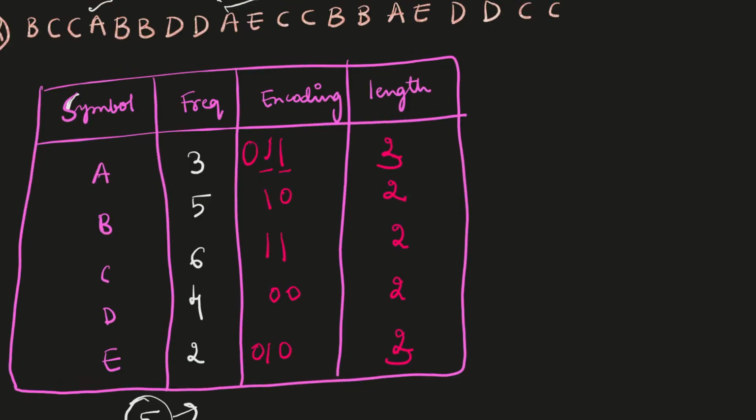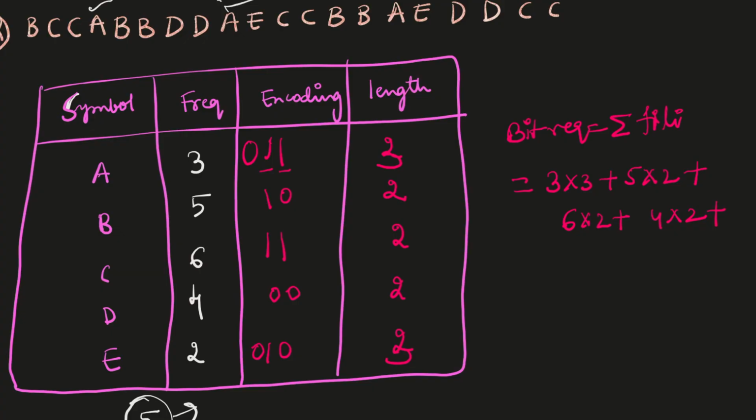Okay, now what do we need to find? We need to find the bit requirement. So for the bit requirement, we sum frequency times length. So that will be for A, it is 3 into 3, plus for B it is 5 into 2, plus for C it is 6 into 2, plus for D it is 4 into 2, plus E it is 2 into 3. So its sum would come as 45. So this is 45 bits. So this particular message is stored in 45 bits.